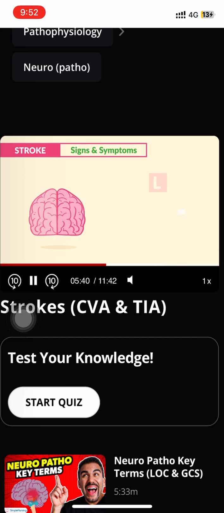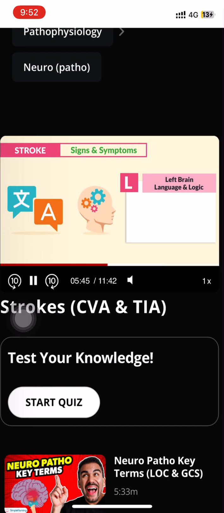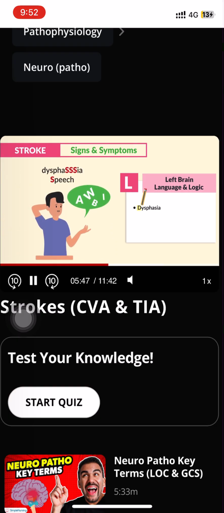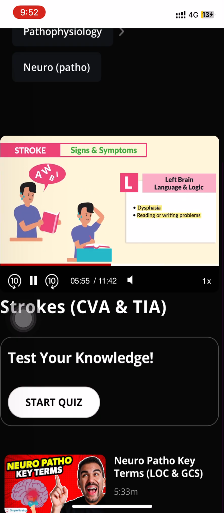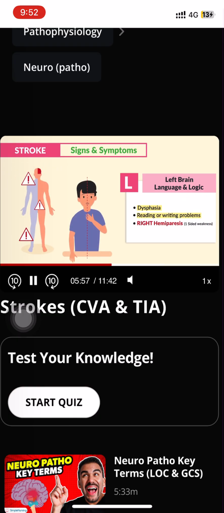So write this down. Left brain controls the L's, language and logic. So we see dysphagia, difficulty speaking. So just think the S in dysphagia, S for speech. And we get reading and writing problems. And we get right-sided hemiparesis, that one-sided weakness, resulting in right-sided neglect, basically ignoring that side of the body due to the half vision from visual deficits.